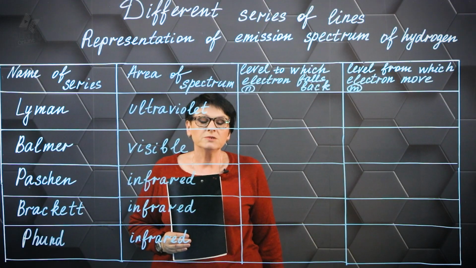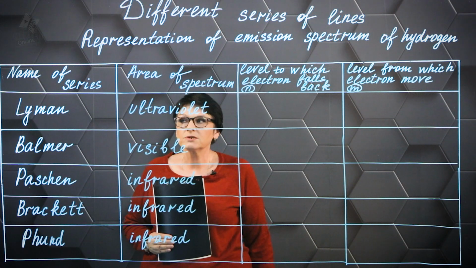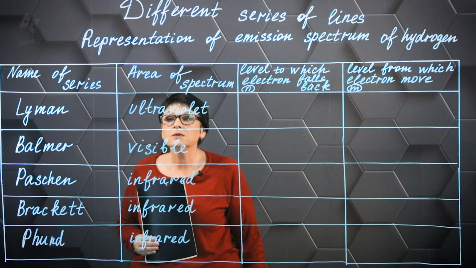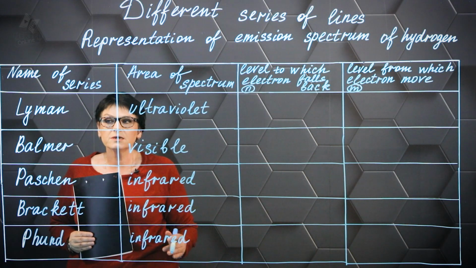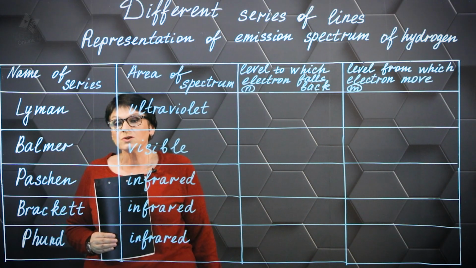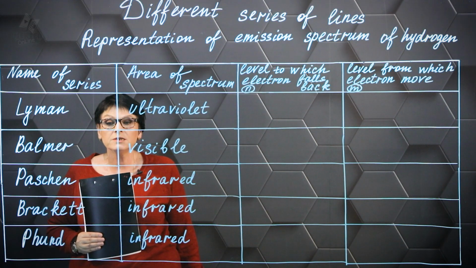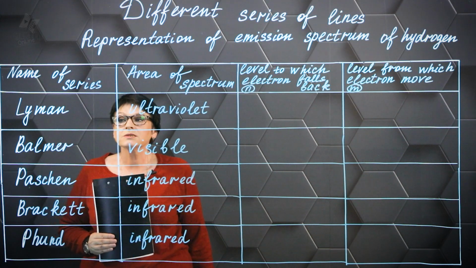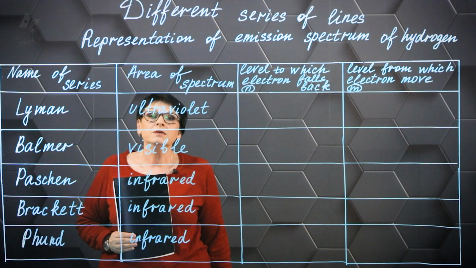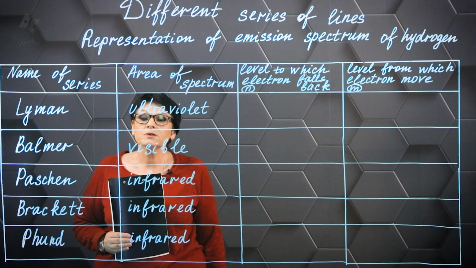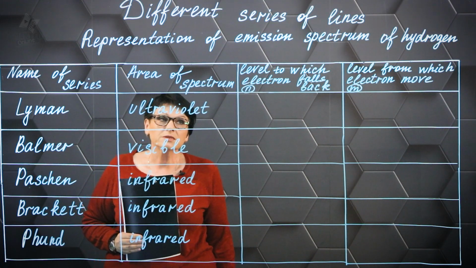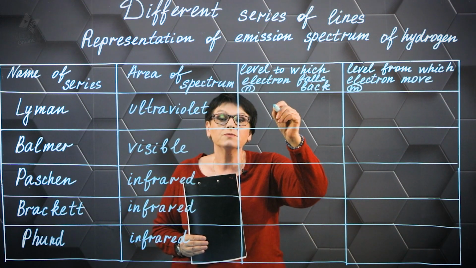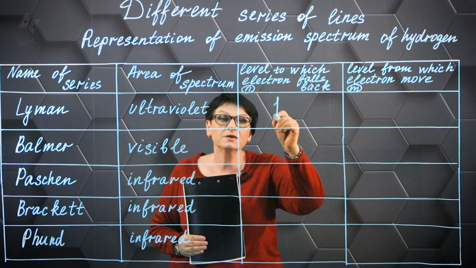In this case, the emission spectrum of hydrogen is accompanied by the formation of a series of lines, and these lines are called series. They are named after the scientists who discovered them for the hydrogen atom. The first is called the Lyman series, and it is detected in the ultraviolet spectrum. The level to which the electron transitions from a higher level is the first energy level.